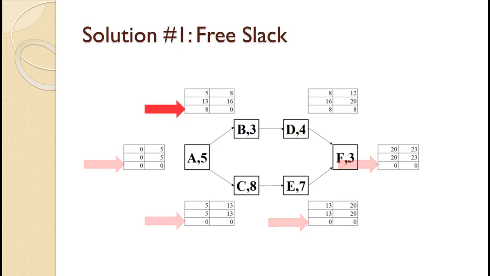For activity B, if we delay its start from 5 to 6, then it is completed on 6 plus 3 equals 9. That delays the start of D, so activity B has no free slack because even a single period delay delays another activity. For activity D, if we delay it its full slack of 8 periods and start on 8 plus 8 equals 16, we finish on 16 plus 4 equals 20. That does not delay F, so activity D has a full 8 periods of free slack.